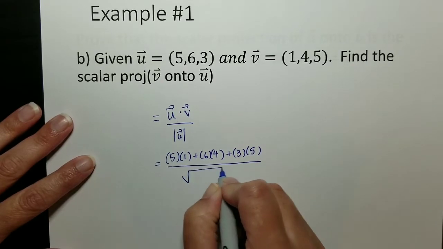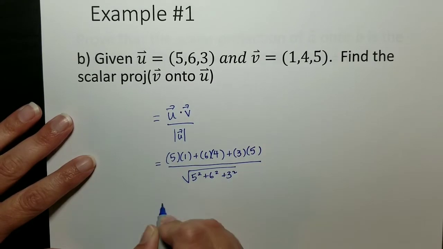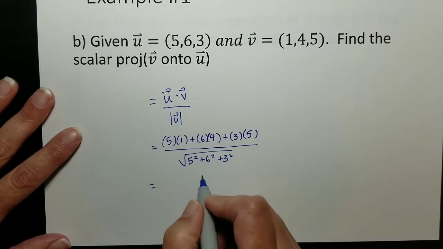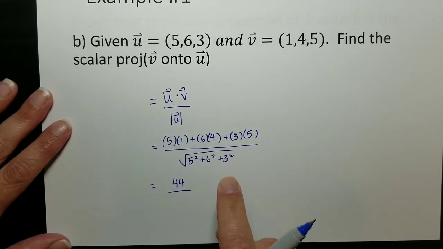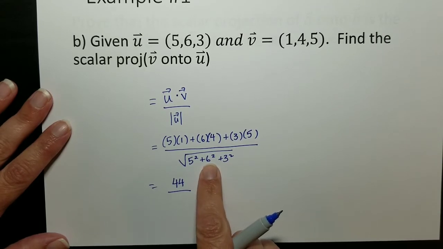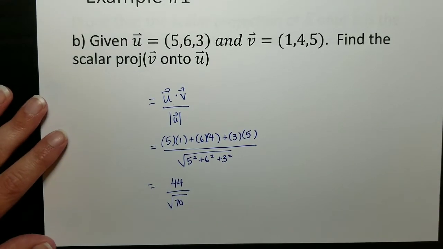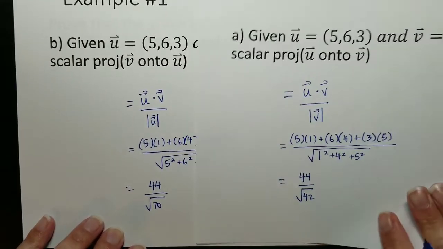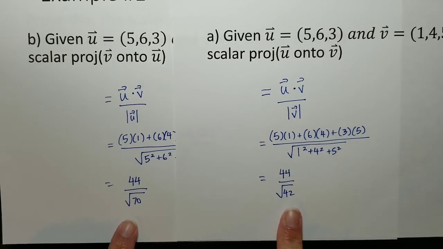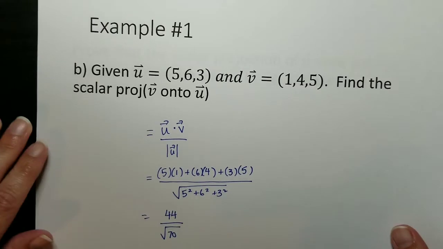And then the magnitude of u is the square root of 5 squared plus 6 squared plus 3 squared. And this one on top, we had 44, and 9 and 36 is 45, plus 25 is root 70, I think. I hope I've done those calculations right. So again, double checking, we see that scalar projections are not commutative. The order really does matter there.